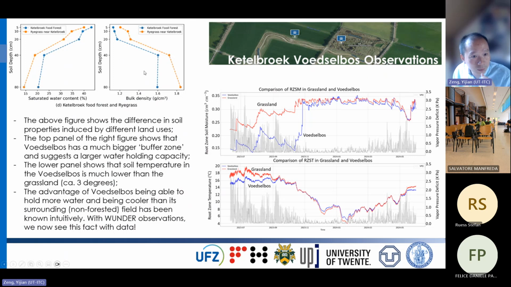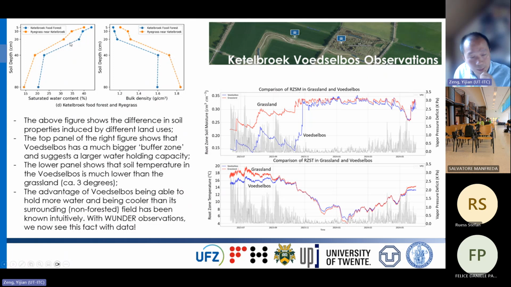If we look at the top figure on the left here, you can see the saturated water content in the food forest is much larger than the surrounding field, which is raygrass. Raygrass is grown by the traditional farmer, and they harvest it using machinery and, let's say, horses.